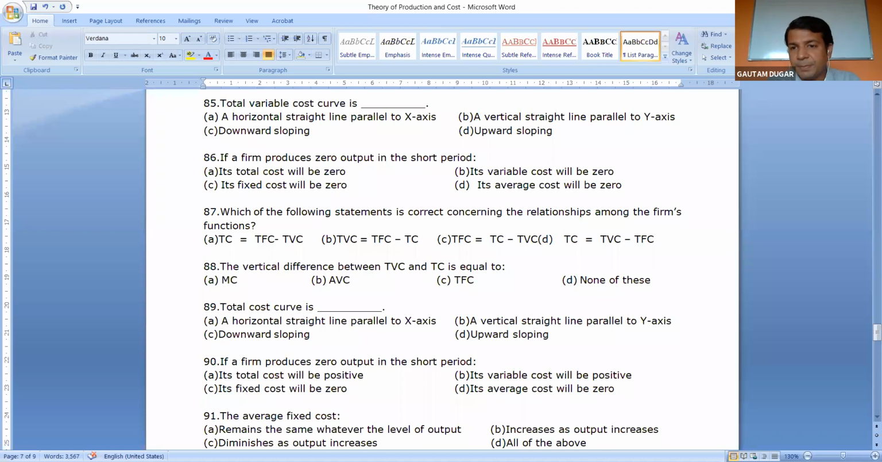Obviously, some people went correct. Its variable cost will be zero. Most of you are correct. Some people still went wrong. Muskan Jain, you think its total cost will be zero. That's not possible. Total cost still exists. Some people said D. They're also wrong. Its average cost will be zero. That's also not possible. Even if production is zero, average cost will be there because of the total fixed cost being present.